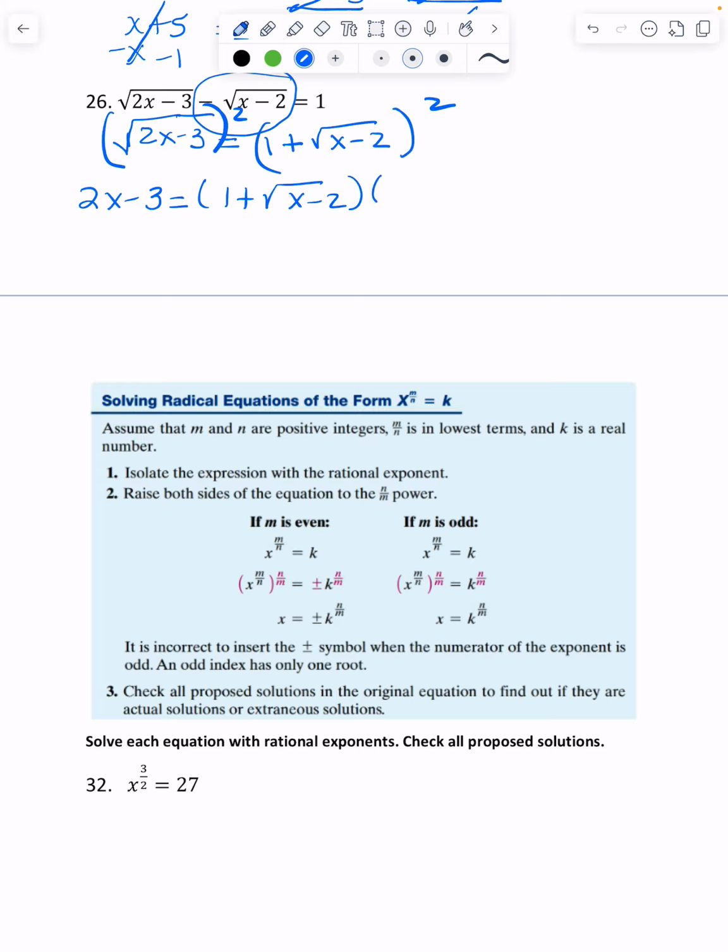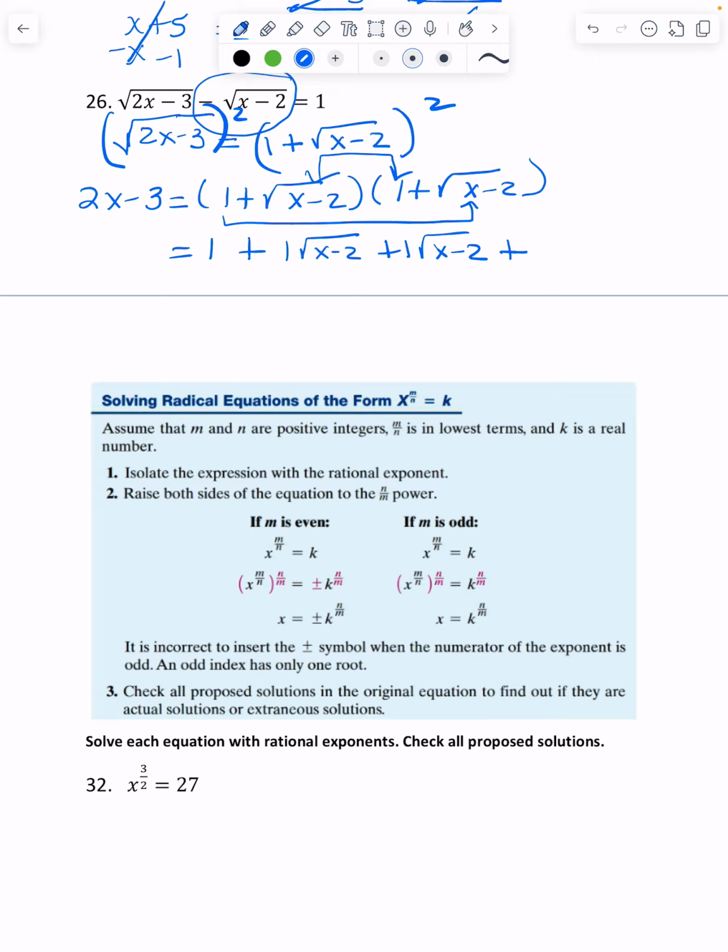I'm going to have to actually FOIL that. So my first terms will be 1 times 1. The outside terms are 1 times the square root of x minus 2. That just gives me 1 times the square root of x minus 2. The inside terms, I also get 1 times the square root of x minus 2. And my last terms, the square root of x minus 2 times the square root of x minus 2, I'm just going to get what's up under the radical.